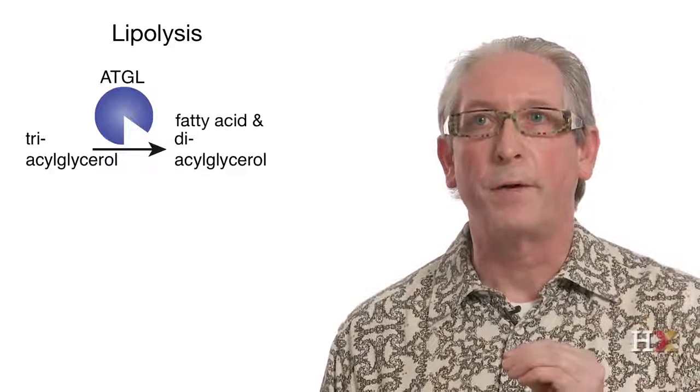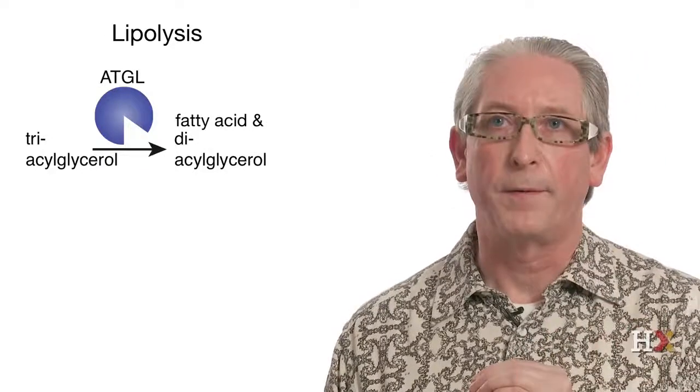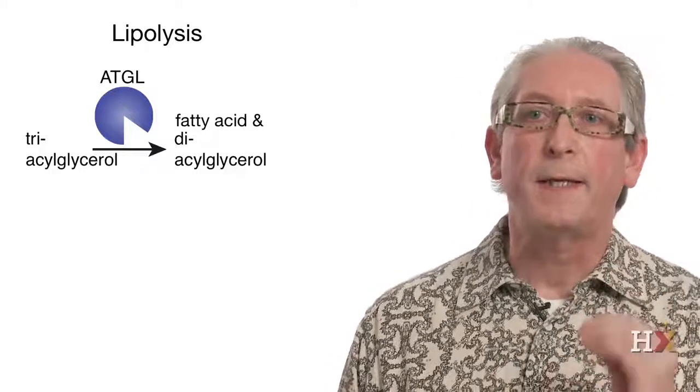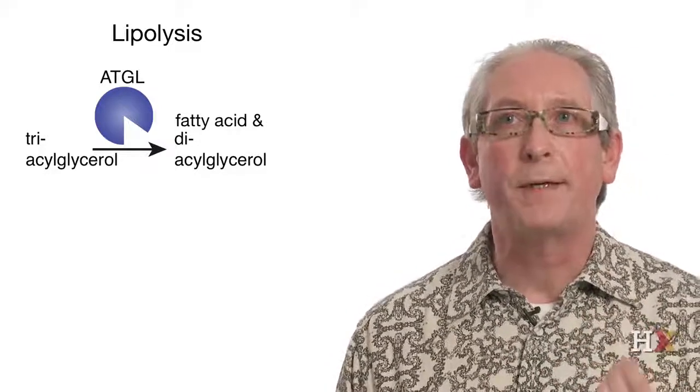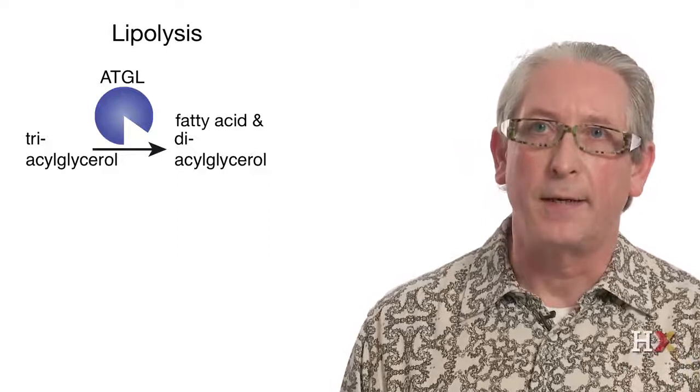Remember that triacylglycerol are formed of glycerol and 3 fatty acids. And these covalent bonds between glycerol and fatty acids have to be broken. This process is called lipolysis, and it's in fact a 3-step process. Each step is catalyzed by a different enzyme. So the first step is the conversion of triacylglycerol into diacylglycerol. And this step is catalyzed by the adipose triglyceride lipase, or ATGL.